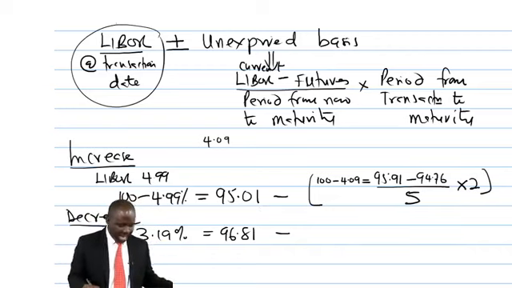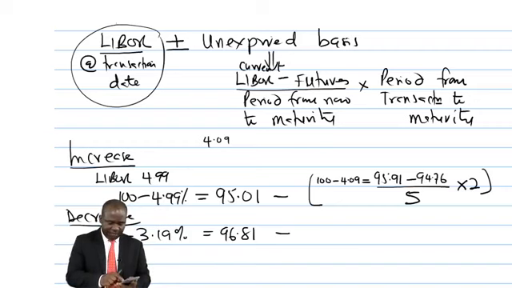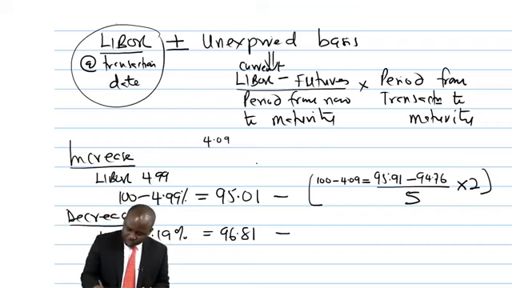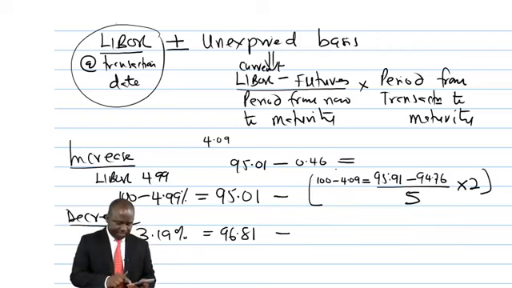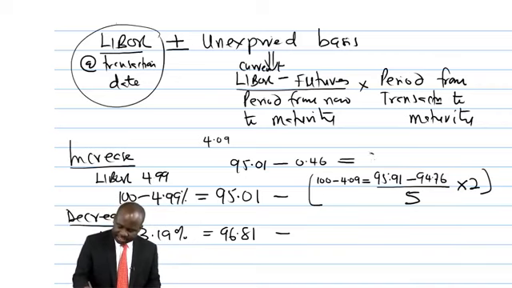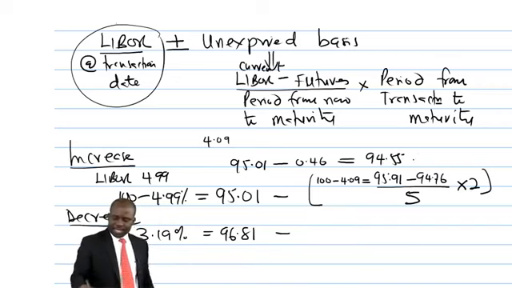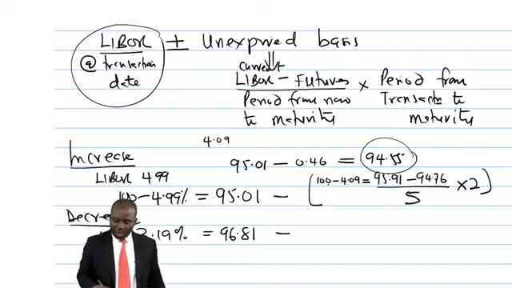And as such, what is the figure? Let's resolve it. 95.91 minus 94.76 divided by 5 times 2, and that is 0.46. So here would have been 95.01 minus 0.46, and this is giving 94.55. So when it increased, the closing price will be 94.55.